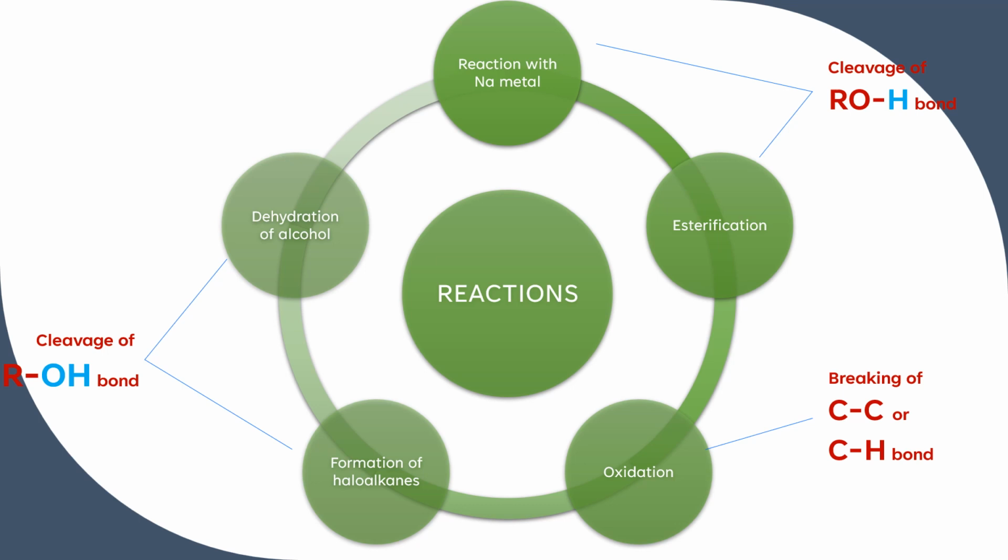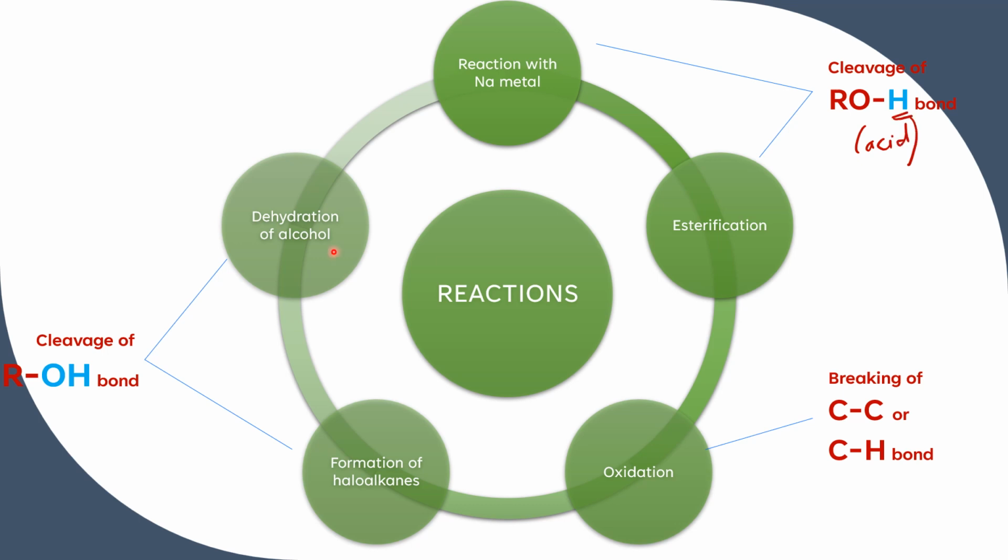These are the 5 reactions of alcohol. So kita ada alcohol with sodium metal, esterification, oxidation, formation of haloalkanes, and dehydration of alcohol. In these two reactions, akan berlaku cleavage antara O dan H bonding. So in this case, alkohol akan bertindak sebagai acid, kerana H dia sahaja yang akan keluar.